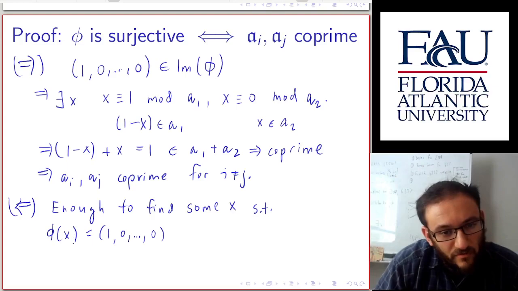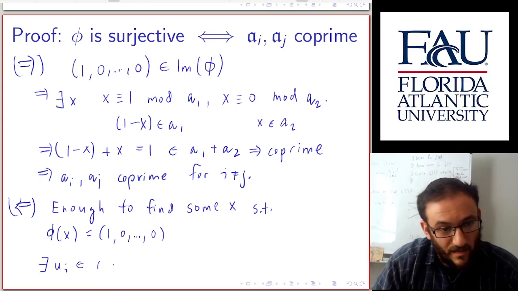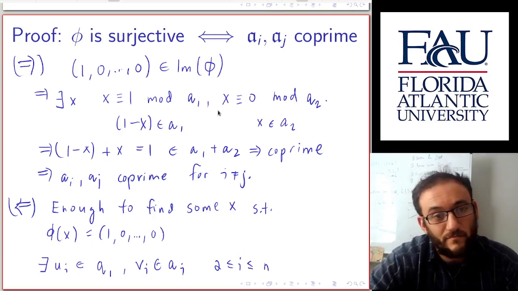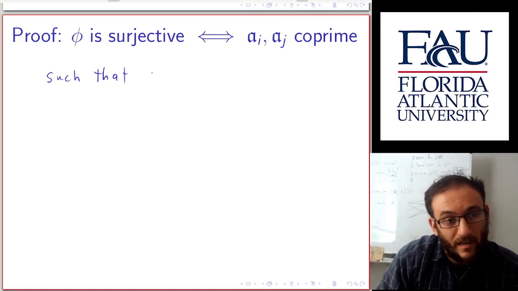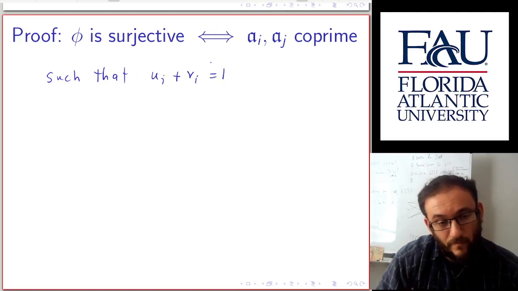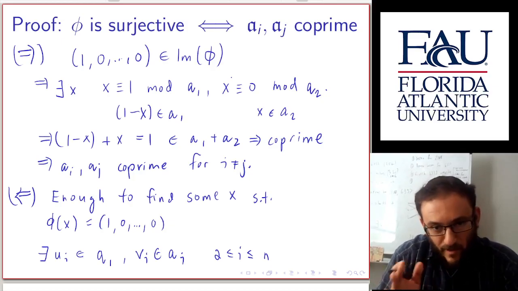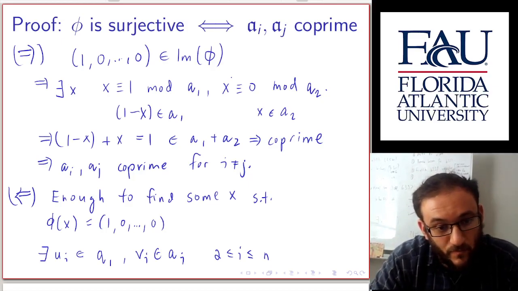Okay, so how do we find this x? Well, we know by coprimeness that there exists ui in A1, actually, let's make that ui in A1 and vi in Ai for i between 2 and n, such that ui plus vi is equal to 1. And that's by virtue of coprimeness, of course. So let's use these ui's and vi's to generate some x, which will give us our point under this mapping.